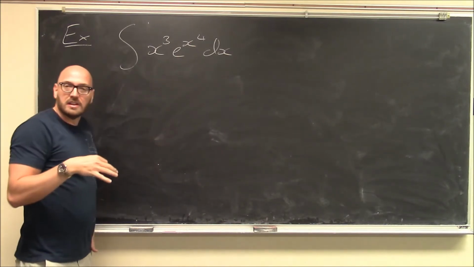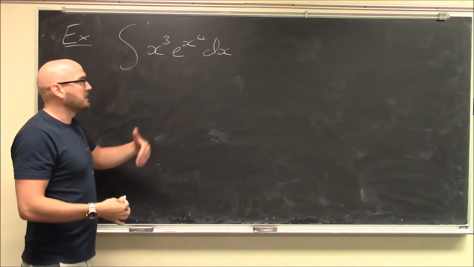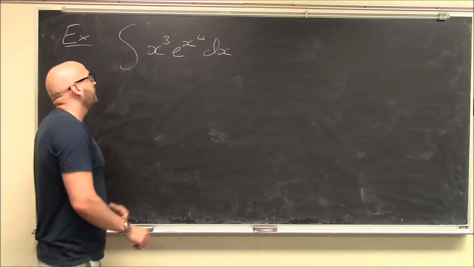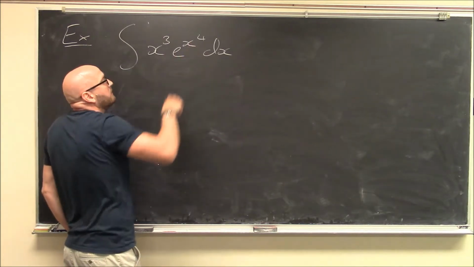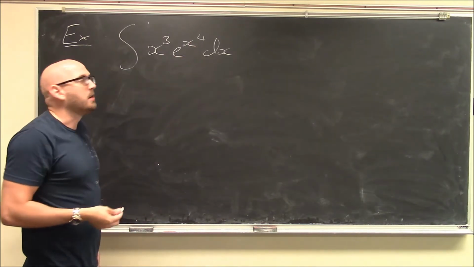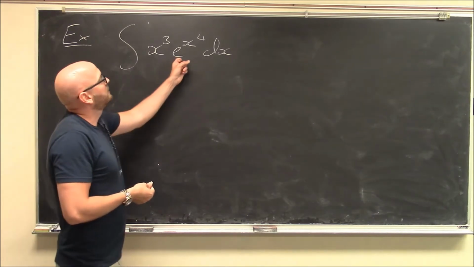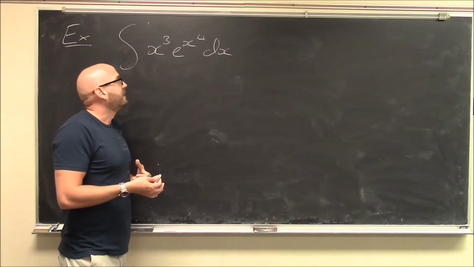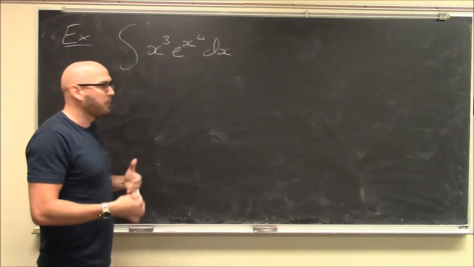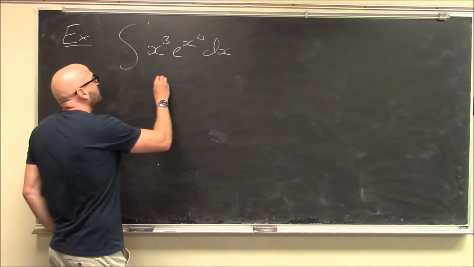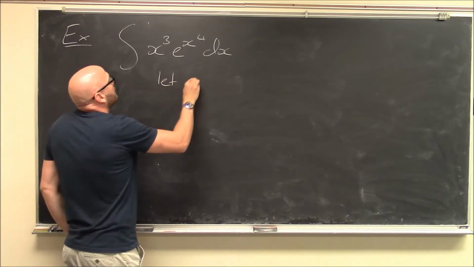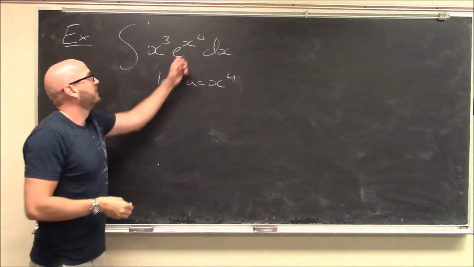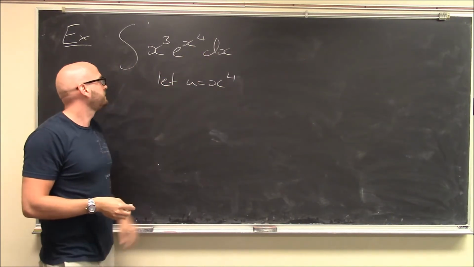I know how to integrate things like e to the x, or e to a constant times x. That was from our list in 7.1. But what I cannot handle is e to a function of x. I cannot handle these compositions. So what I need this to turn into is something like e to the u, because I can't handle anything more complicated than that. So I'm forced to make this substitution. I'm going to let u be x to the 4th, so that this becomes e to the u.